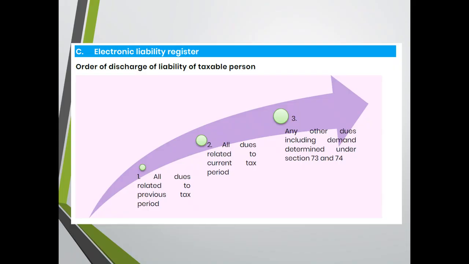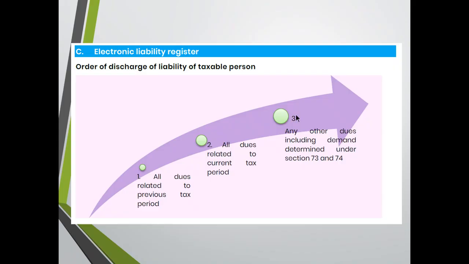I had shown you part A and part B. Part A with regard to self-declared liability and part B with regard to department created liability. So in the order of discharge, all the dues with regard to previous tax period, you have to pay. All dues meaning your declared liability. First you have to pay that. Second, all dues related to current tax period. First you have to pay last period taxes, then this period taxes. Then only any amount found by the department, you would be required to pay.